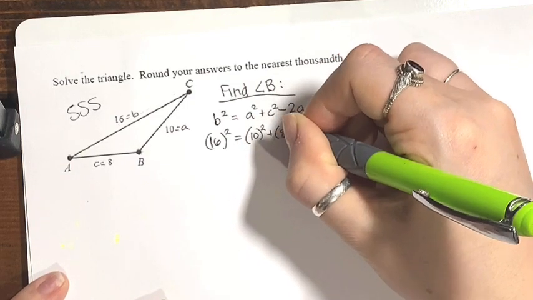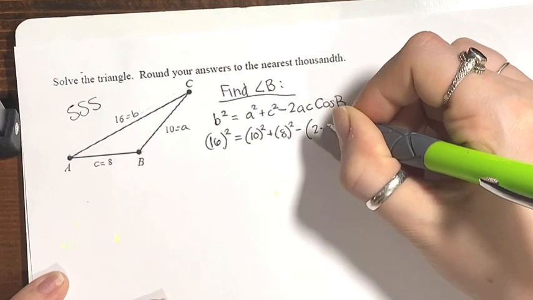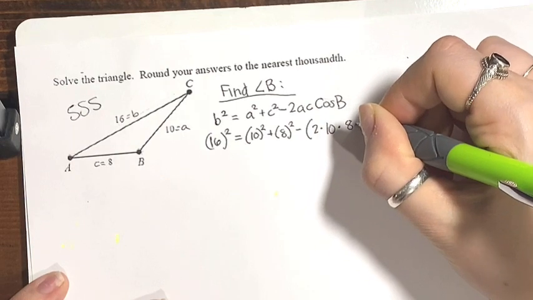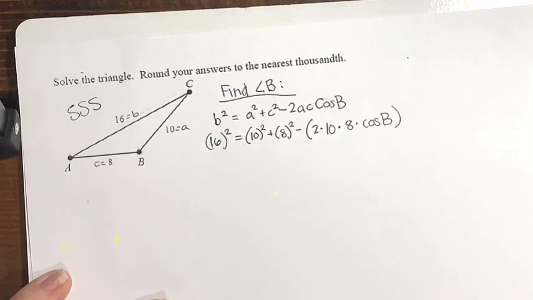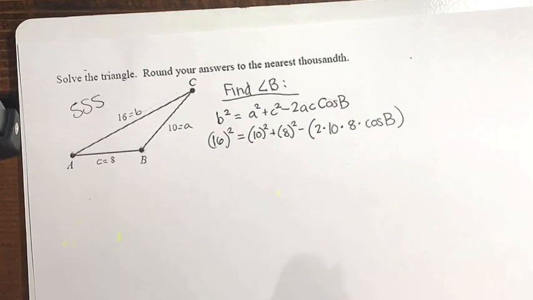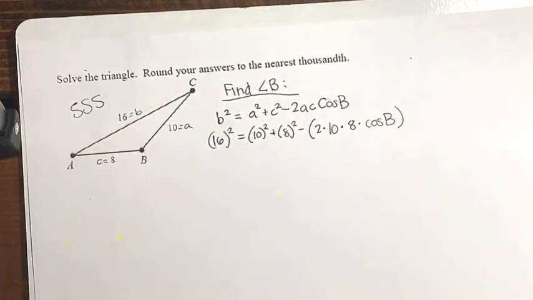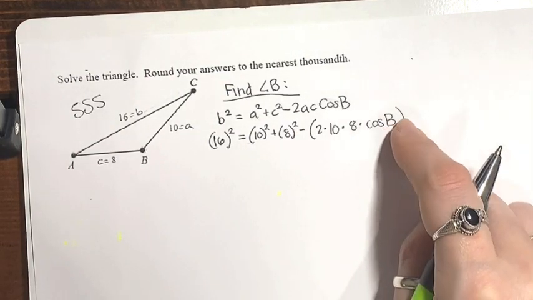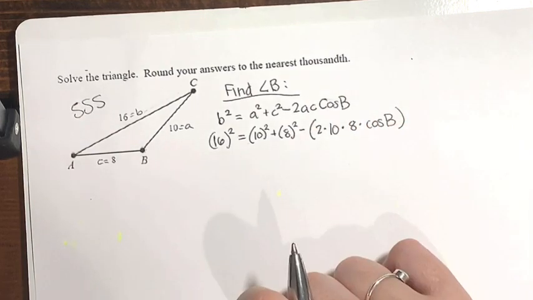C is 8, so we're going to get 8 squared minus 2 times A, which is 10, times 8 times cosine of angle B. So the sad part about doing a side, side, side is we don't have everything on this right side. We can't just throw it into the calculator like we did on the last problem. We need to solve for angle B, so we need to back solve. We need to get rid of all of this to get B alone, to just figure out what it is.